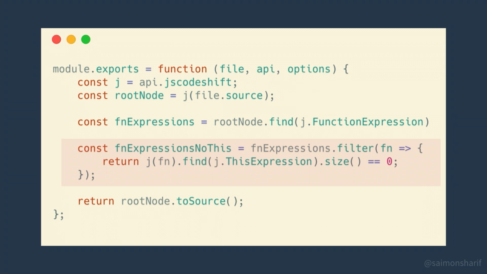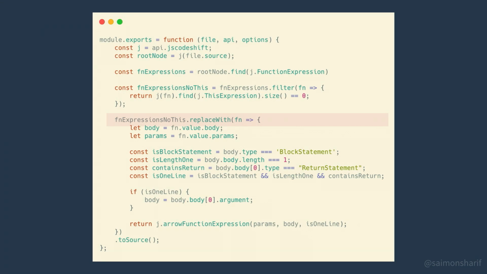So we're going to filter them out, and that filter method is also exposed by JS code shift, so we're good to go. We're going through every single function expression and just removing the ones that have the this keyword inside the function body. So we want to avoid transforming those functions. Size and other methods are just exposed by JS code shift. And this last portion is a little bit hairy, so let's talk through it.